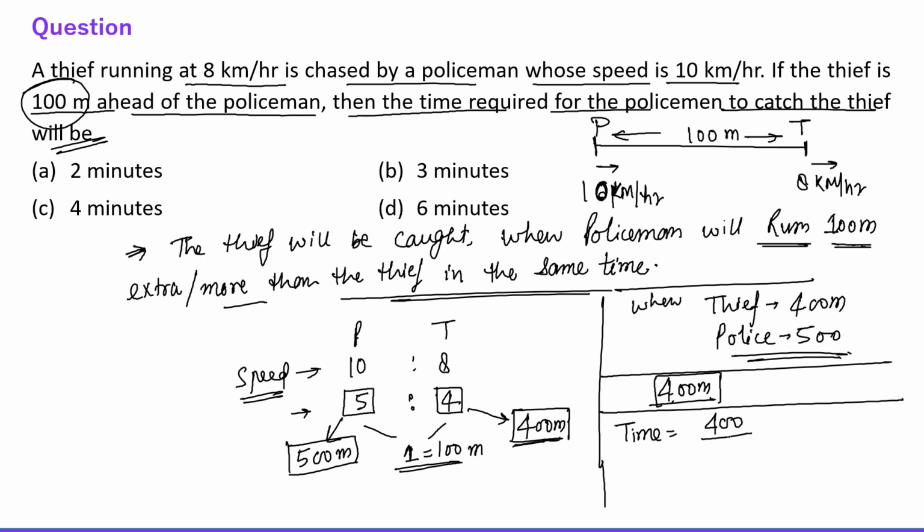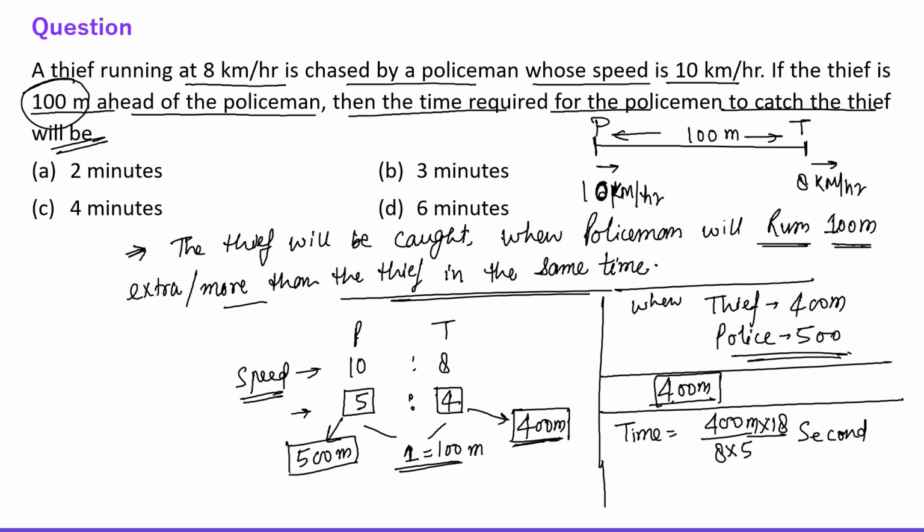Time is distance upon speed. Distance is 400 meters and speed is 8 kilometers per hour, though we have to convert it into meters per second. So obviously we have to multiply it by 5 by 18. So 18 will go in the numerator. So this answer will come in seconds. We are finding the time and we have converted everything into meters per second.